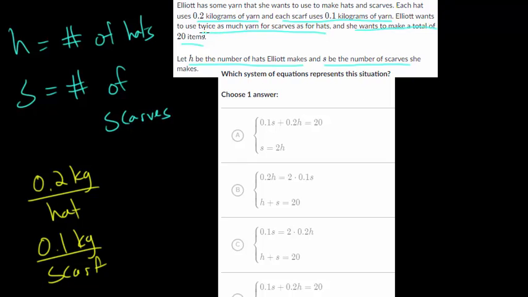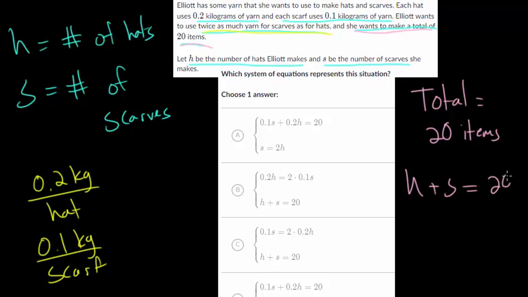And then Elliot wants to use twice as much yarn for scarves as hats. So since she wants to use twice as much yarn for scarves as for hats, we have to be careful with that piece of information since we're dealing with the amount of yarn. And so we're going to come back to that. Let's find the easier equation first, which is this one. She wants to make a total of 20 items. And so H is the number of hats, S is the number of scarves. So if her total would be 20 items, and we don't know how much we're making of each, we can just say that the number of hats plus the number of scarves would have to be 20. So that's one of our equations.